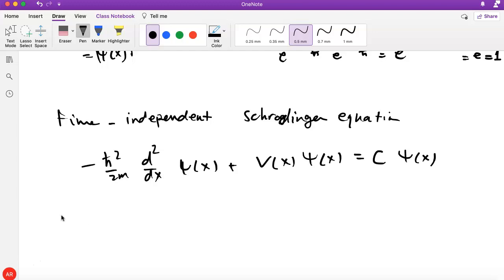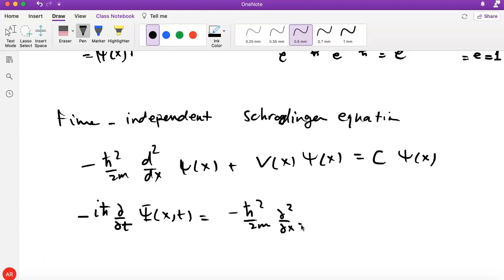So remember what the original equation was? It was minus i h bar, derivative with respect to time of psi of x and t, is minus h bar squared over 2m, second derivative with respect to position, plus v of x. This whole thing acting on psi of x and t.